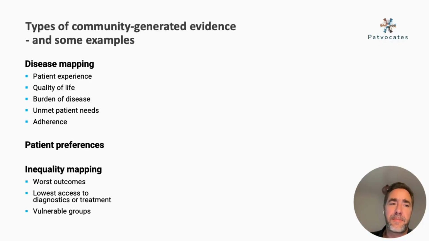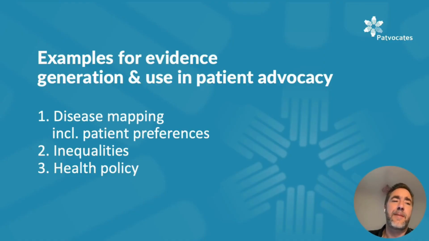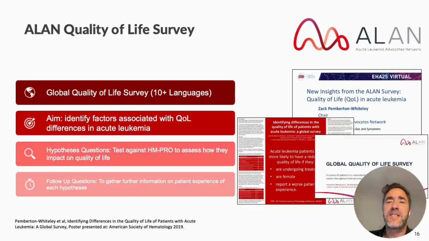So that's inequality mapping. Now I'm going to provide you some examples so that you can imagine what community-based evidence could be in those areas. So these are different examples from the community. I'm going to go into those because this is not theory. This is lived practice by many patient organizations. So examples. First of all, disease mapping.